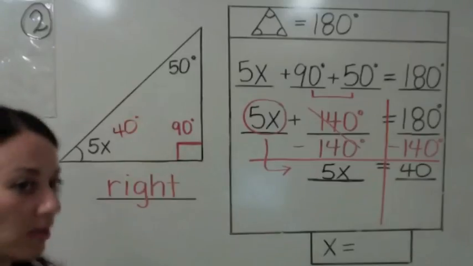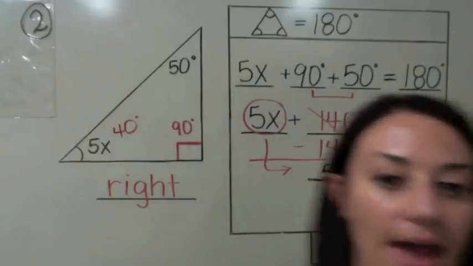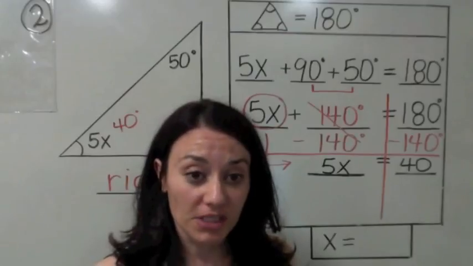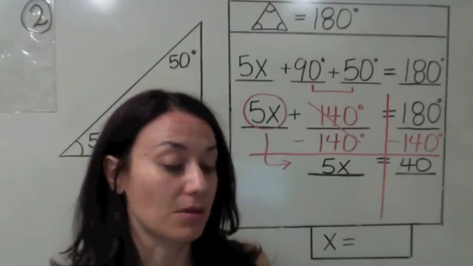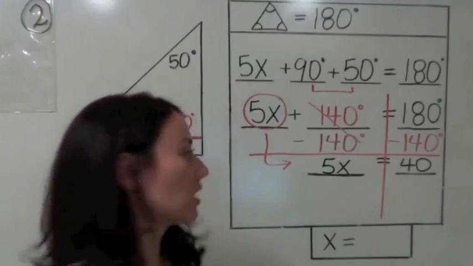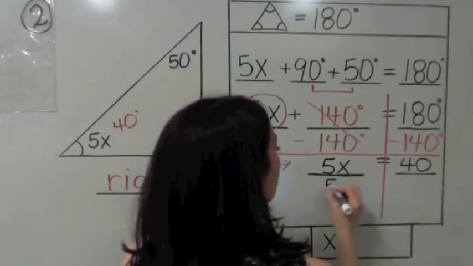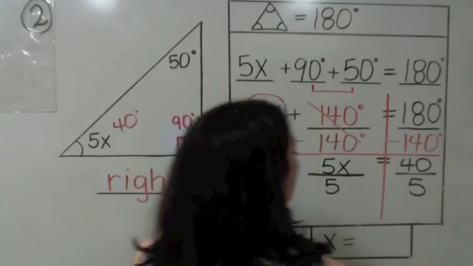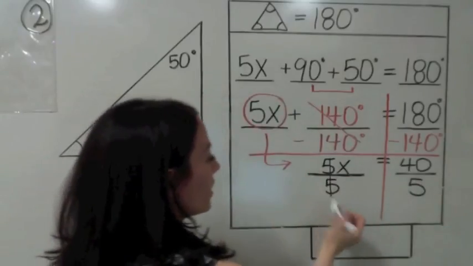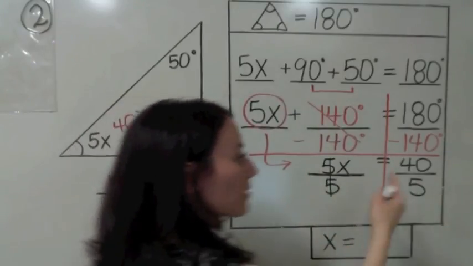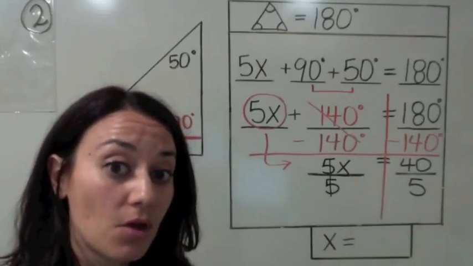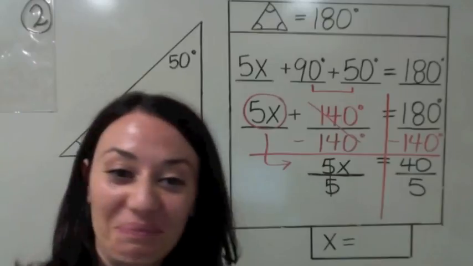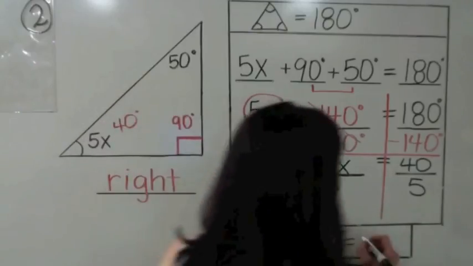But we can't stop there because we have to figure out what x is. So what are we going to do to both sides? What's the opposite of multiplication? It's division. So we're going to divide both sides by 5. 5 divided by 5 is 1. And what does x equal? x equals 40 divided by 5. Do we know what that is? 40 divided by 5? Yes, it is 8.